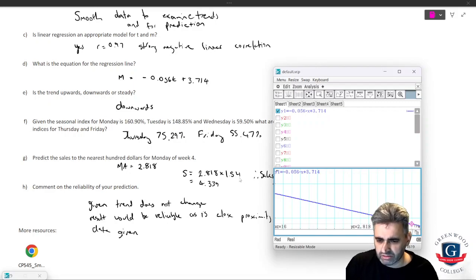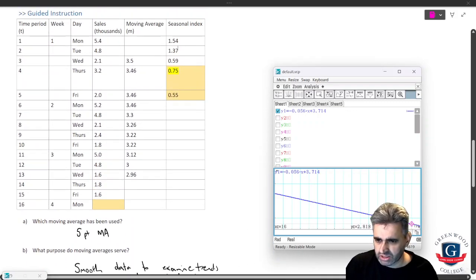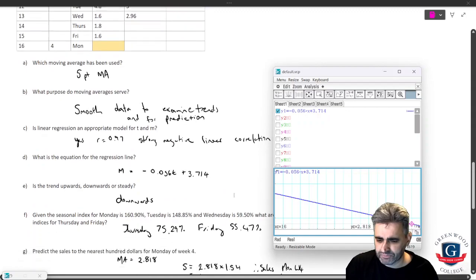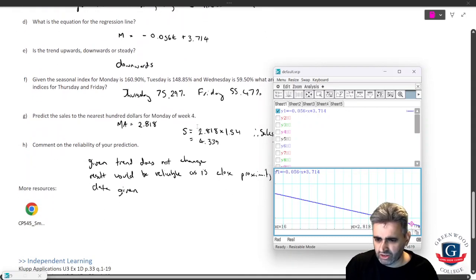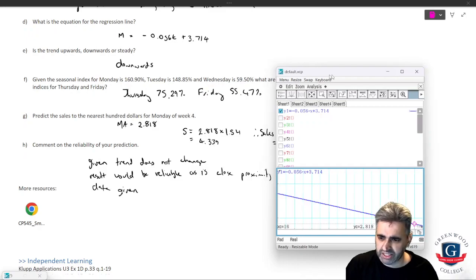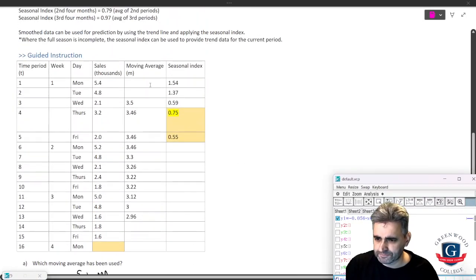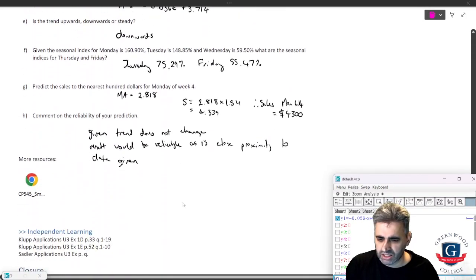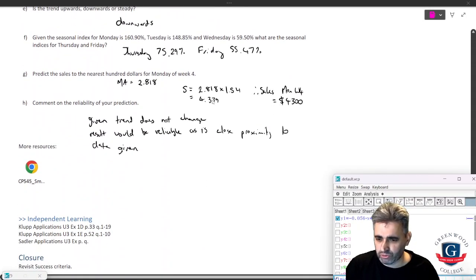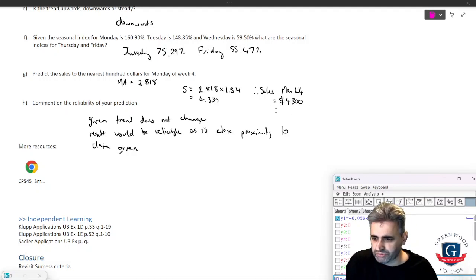Multiply it by the seasonal index for Mondays. So it's 154% of whatever the weekly average is. And in this case, it would be 4.339. Now, because it wants it to the nearest $100, and this was in thousands, it would be $4,300. That would be the sales that we'd expect for Monday of week 4.